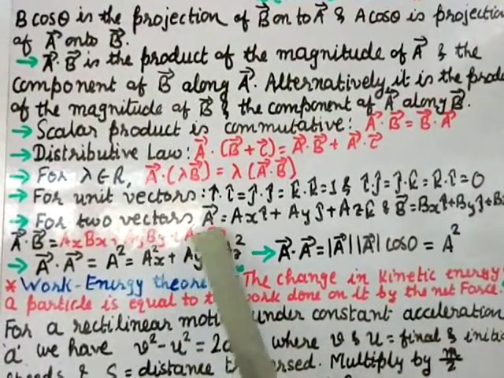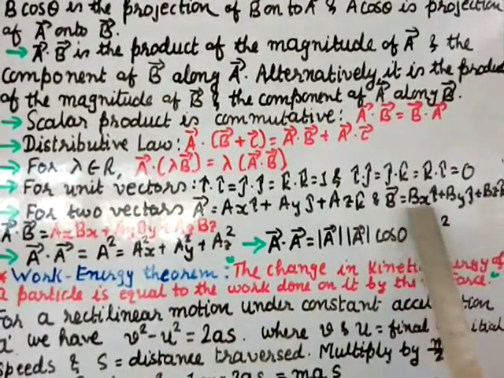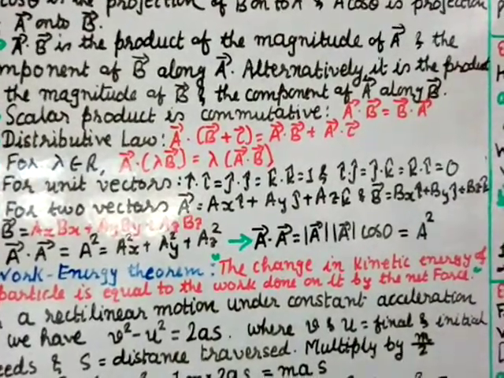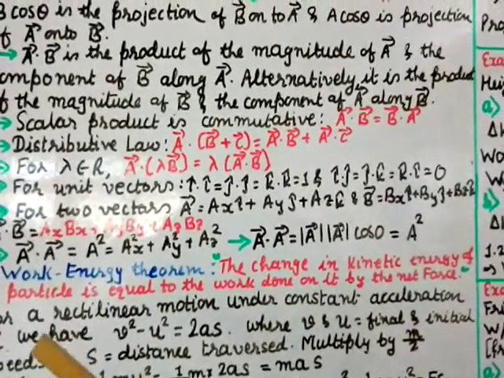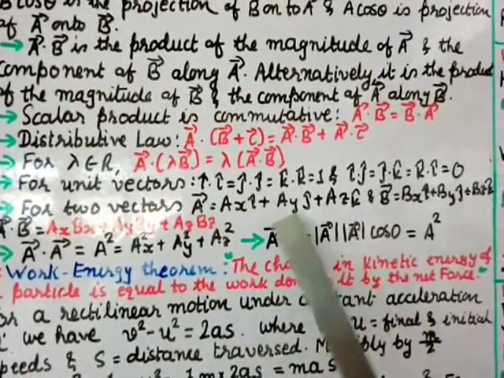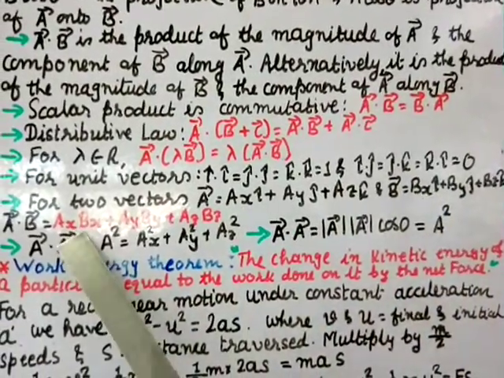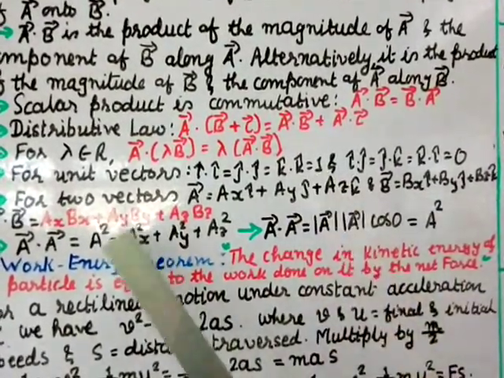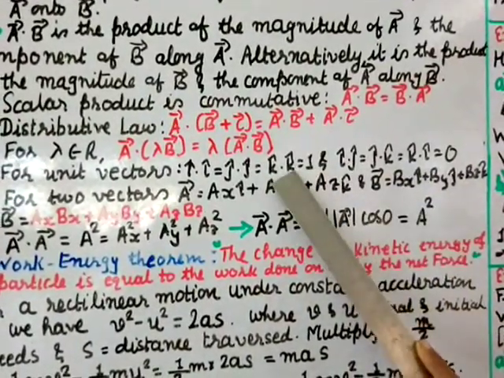For two vectors A equal to AX i cap plus AY j cap plus AZ k cap and B equal to BX i cap plus BY j cap plus BZ k cap. If we are given the vectors in the component form, these are the component form, then we can find the dot product as A dot B equal to product of the i component plus product of the j component plus product of the k component. That is AX into BX, i dot i is 1. Then AY into BY, j dot j is 1. So AY BY plus AZ into BZ, k dot k is 1.